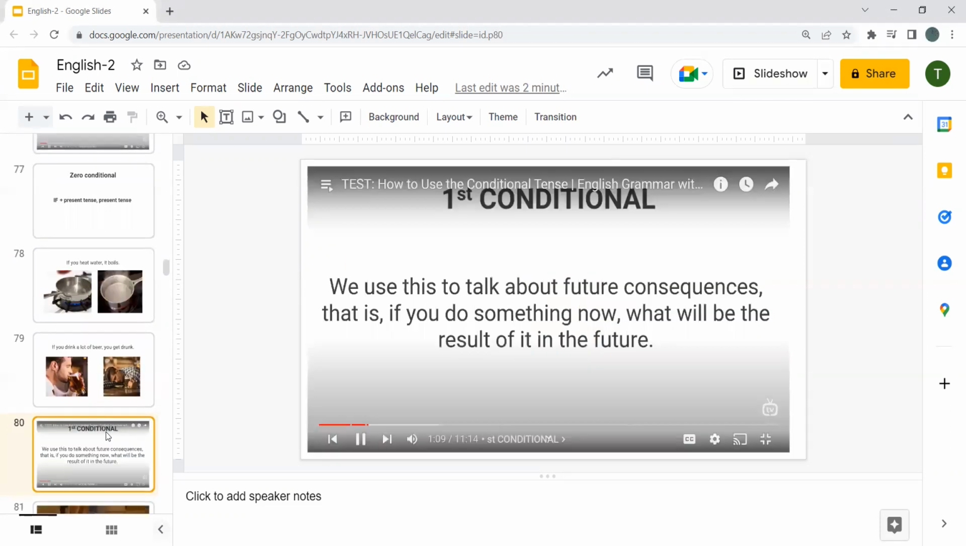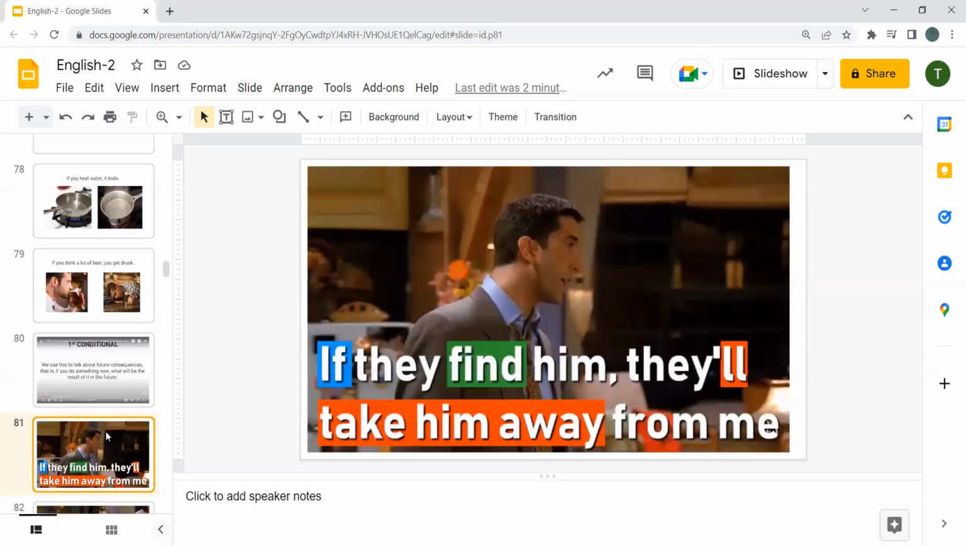First conditional: we use this to talk about future consequences. That is, if you do something now, what will be the result of it in the future?